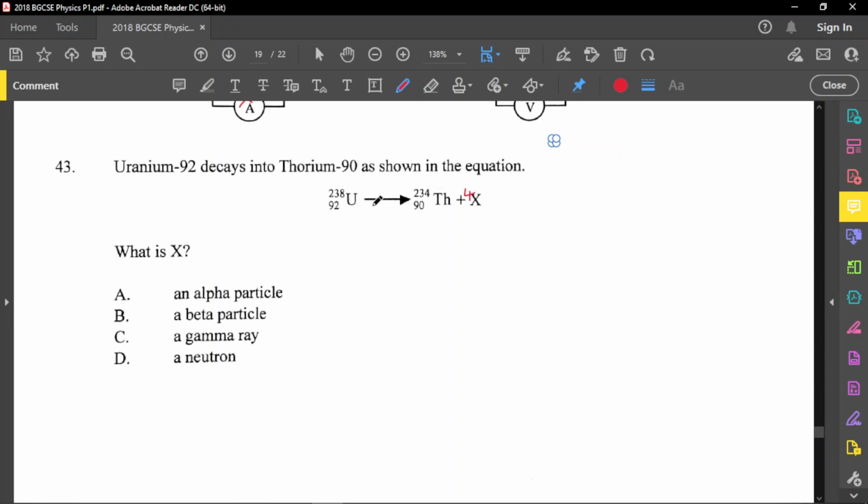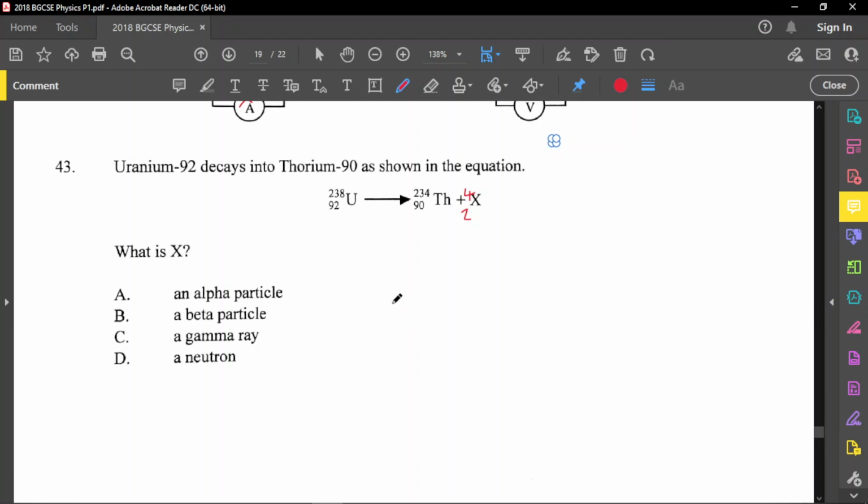What it started out with, which is in front of the arrow, must equal the total things that you end with. Now, if you started out with 92 as a proton number, and you end up here after the arrow with 90, plus X, that means this must be 2. The proton number for X has to be 2. Which particle do you remember? The mass number is 4, and the proton number is 2.